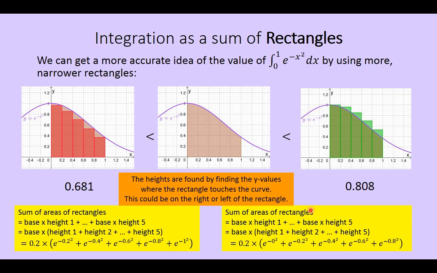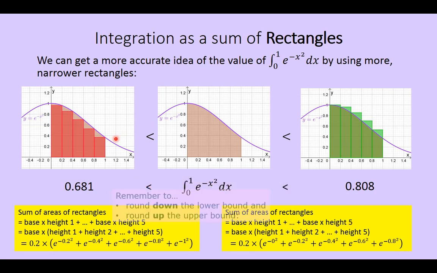We have to check from our graph which values we want for our x-coordinates in order to substitute in to find the y-coordinates. If we're being careful, we ought to round our value for the lower bound downwards and our value for the upper bound upwards, which is being done here.